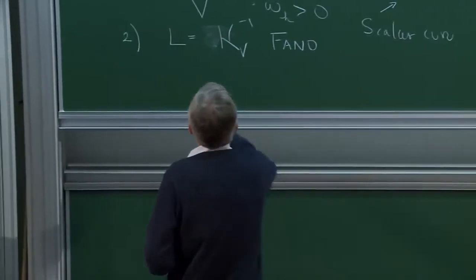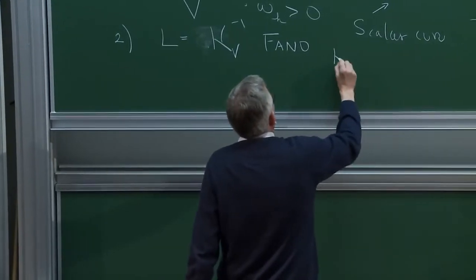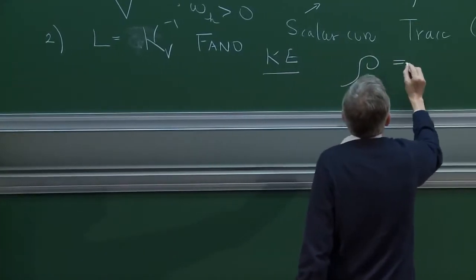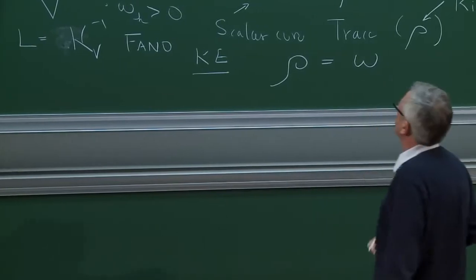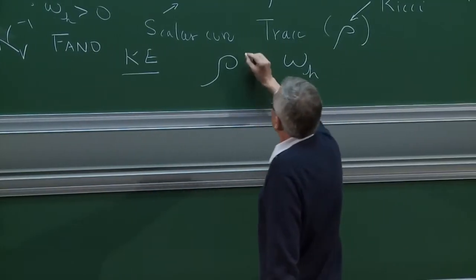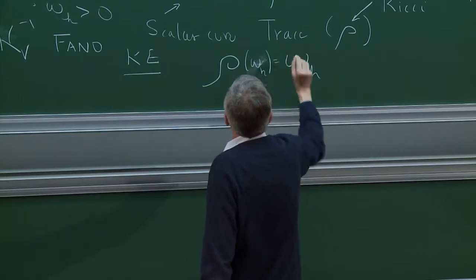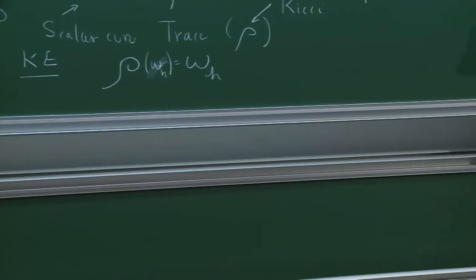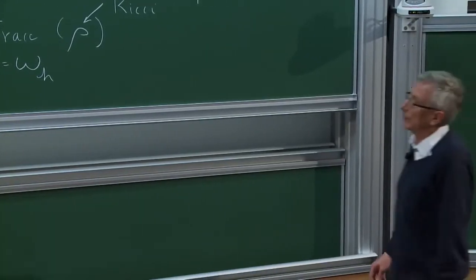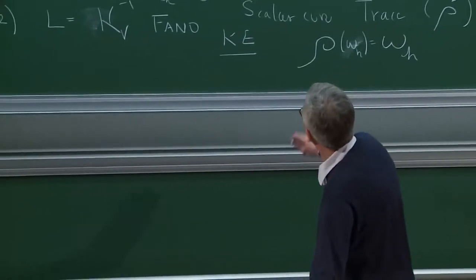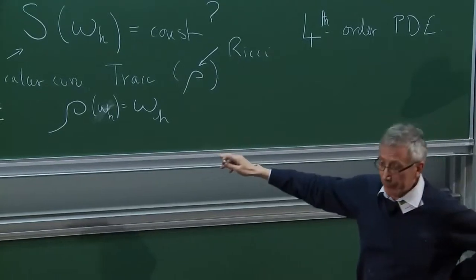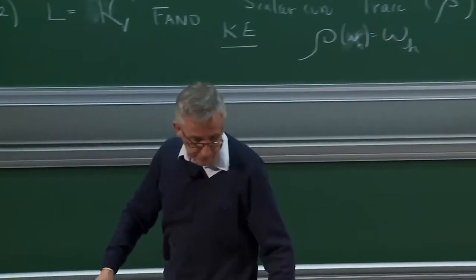So then we could write down the Kähler-Einstein condition, which is just that rho, the Ricci form, is equal to the metric form. So rho of omega H is equal to omega H. But this can be written in a much simpler way. This thing, which on the face of it is a fourth order differential equation, just as here, can be reduced to a much more tractable looking second order equation.